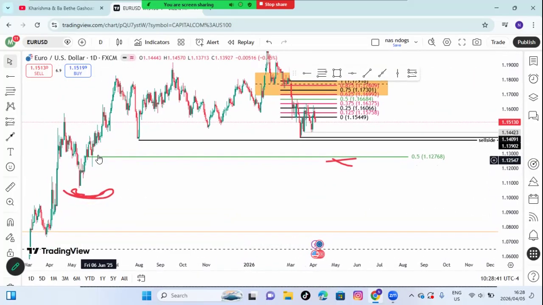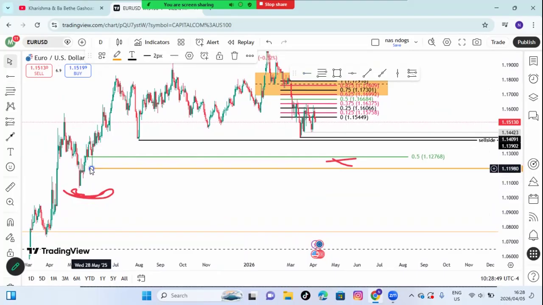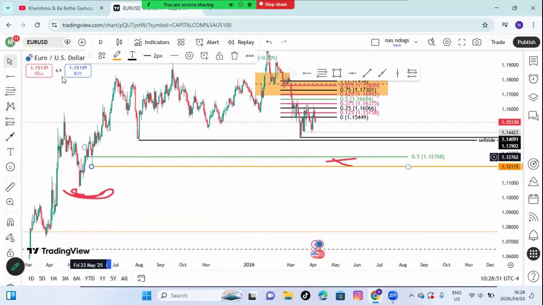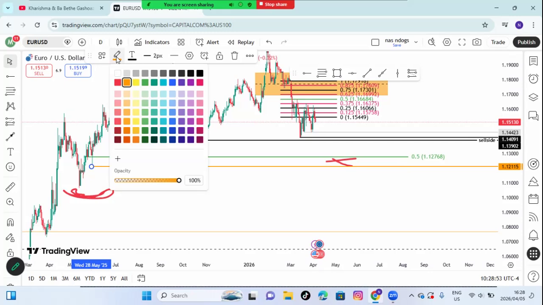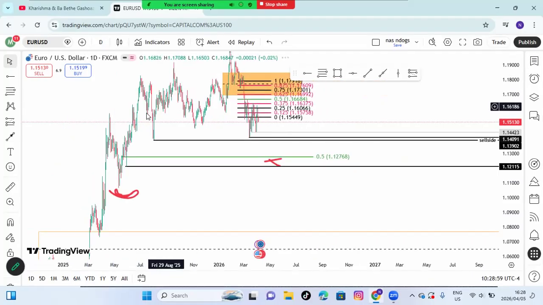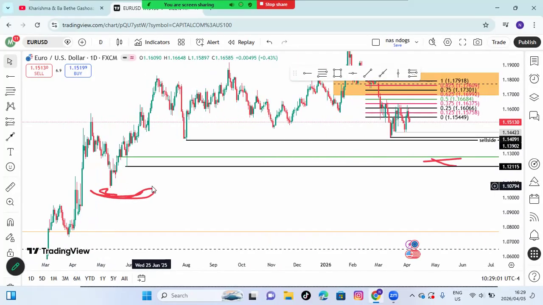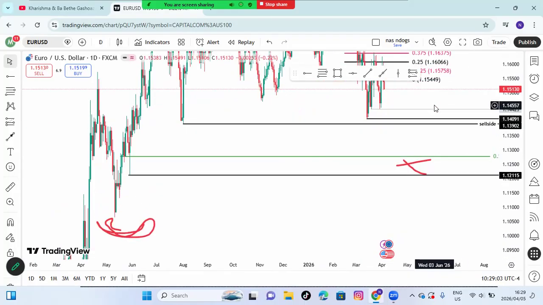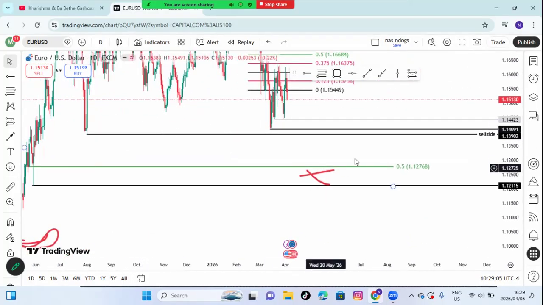So on the daily, you can see that below this, there's sell side there, right? On the daily, the sell side there. So those are the nice targets we're gonna be looking at for the week.